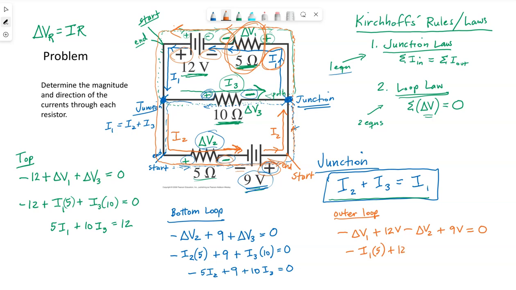So the 12 is already a voltage. V2 is for this bottom 5 ohm resistor, so that's going to be the current flowing through it, which I labeled I2, times its resistance, which is 5 ohms. And then plus the 9 volts, that already is a voltage. So those have to add up to be 0. So we have minus 5I1 minus 5I2 plus 21 have to add up to be 0.